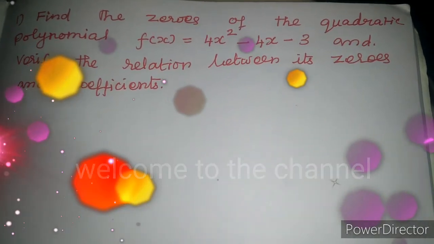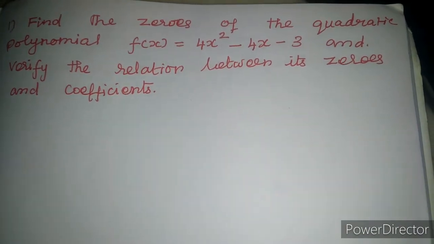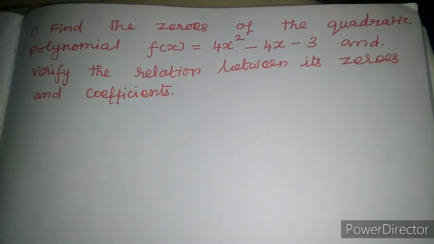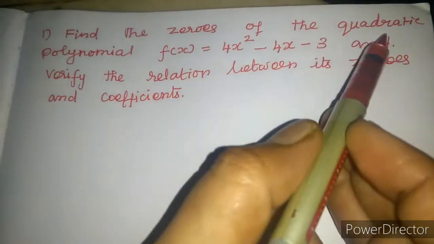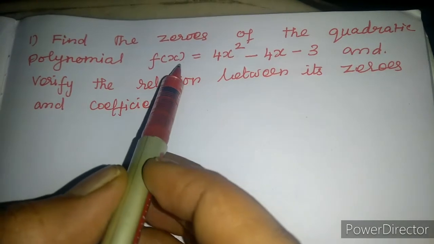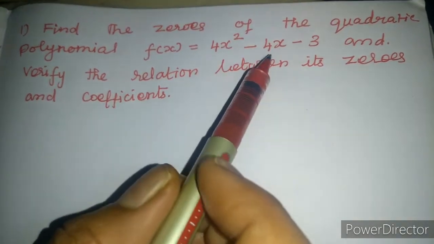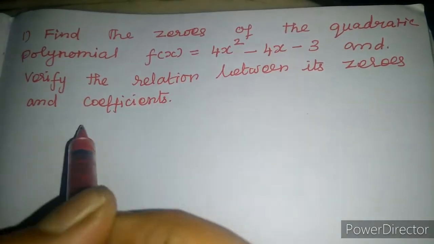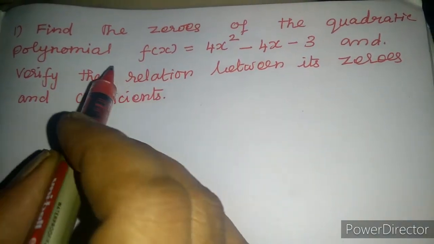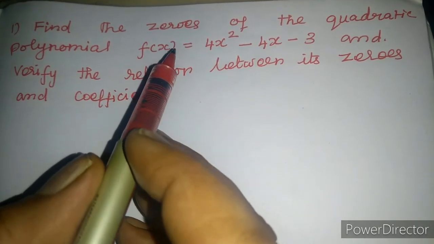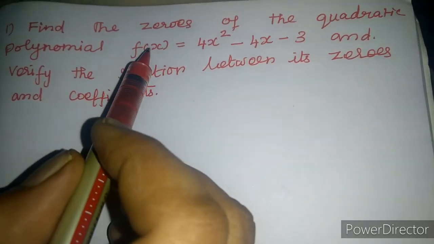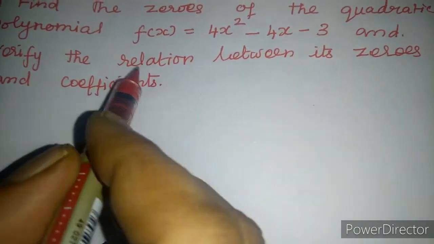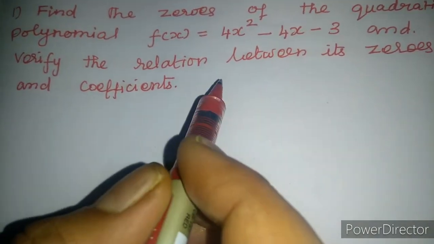Today I am going to take class for 10th standard, chapter 2 polynomial. That is, I am going to teach one question. Find the zeros of the quadratic polynomial f of x equal to 4x square minus 4x minus 3 and verify the relation between its zeros and coefficients. So here two questions are given. First we have to find the zeros of the polynomial. Then we have to find the relation between its zeros and coefficients.